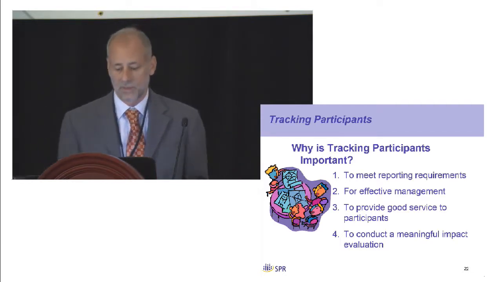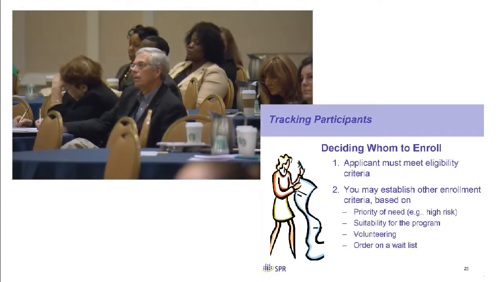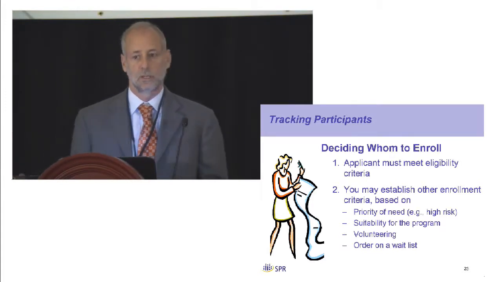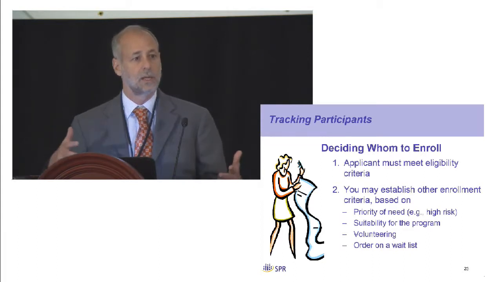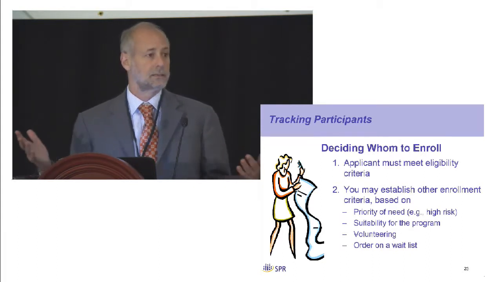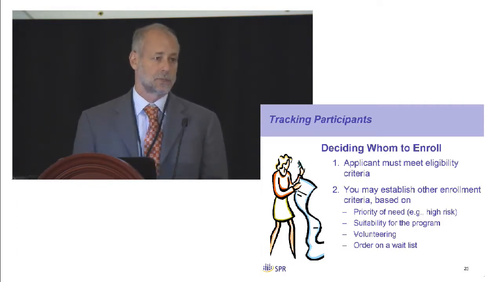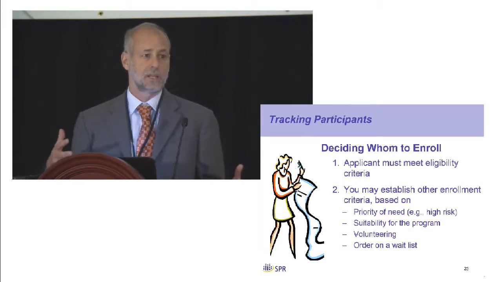Now, it sounds like a very mundane topic, but it actually isn't, because the customer flow can be somewhat ambiguous about when a person actually should be determined to be a participant. Some people will fill out applications, be accepted into the program, and may not show up and receive services. So do you count those as a participant or not? It's extremely important to decide whom you're going to enroll.